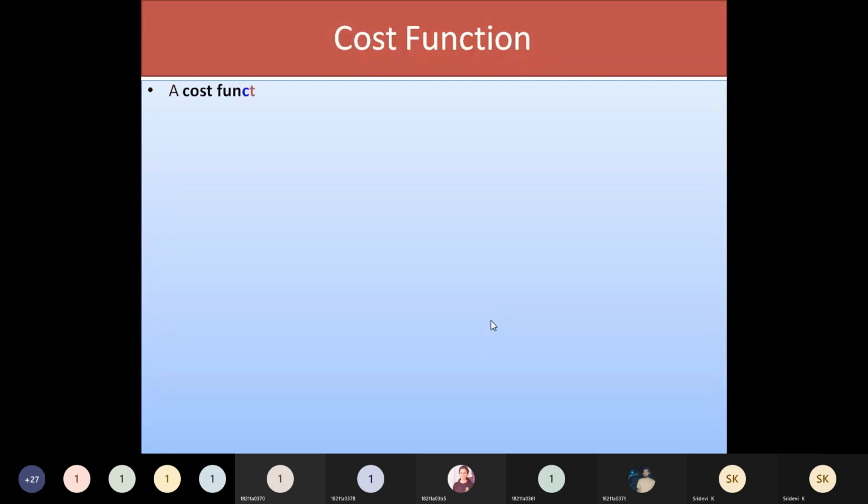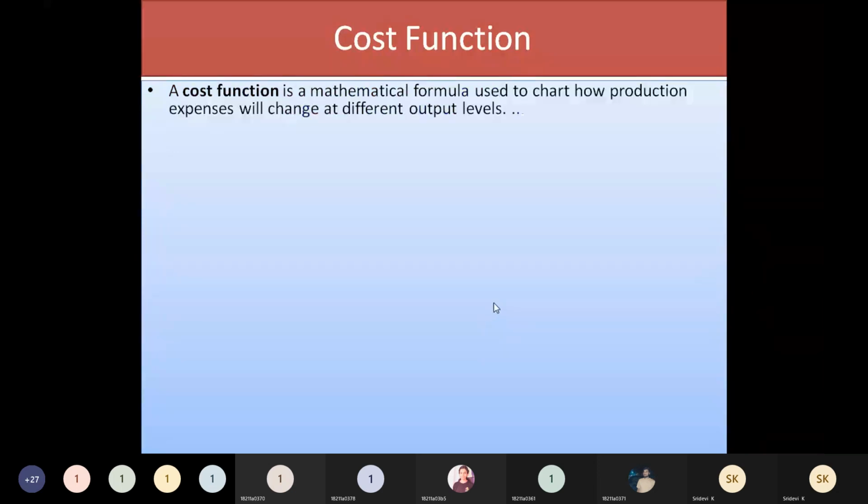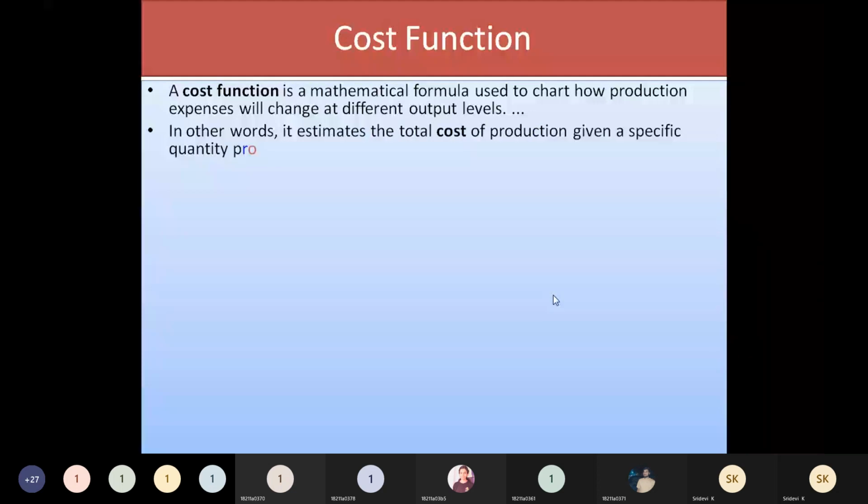So this can be shown in a function. Wherever you see a cost function, demand function, or production function, these are nothing but things shown in a mathematical formula. As we have shown, production function is equal to f of. F of indicates that it is a mathematical formula. Here, in economic terms, we will call it the cost function.